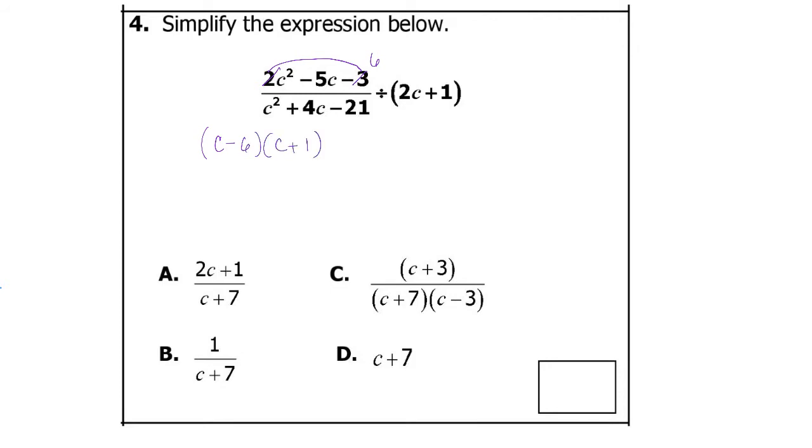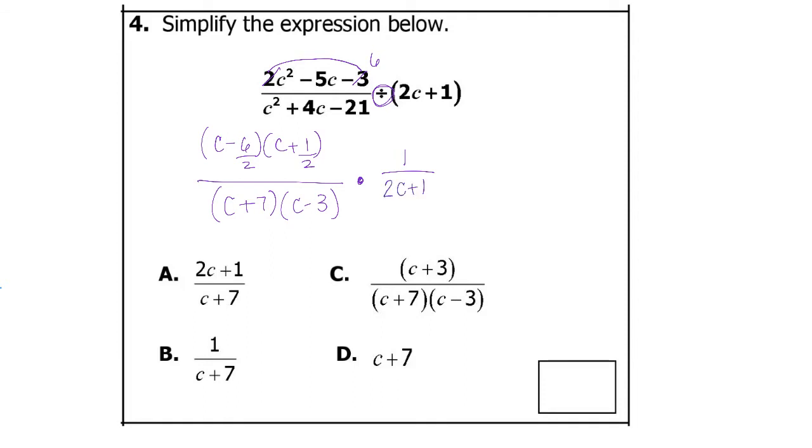Okay, so now we've got that factored. We need to come back and divide by 2. And now let's go ahead and factor the denominator. We're going to have C plus 7 times C minus 3. And now we need to change our division to multiplication, and we do multiply by the reciprocal, so we are going to flip over that second part.